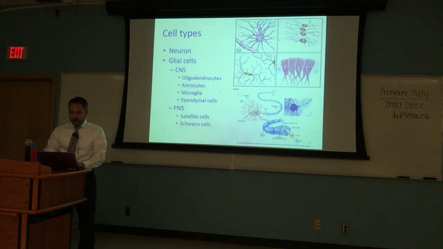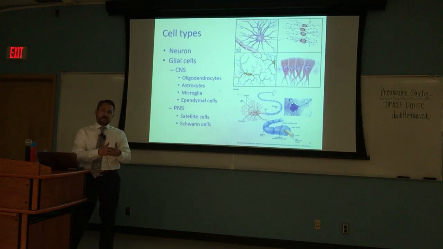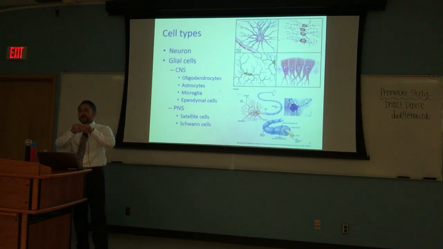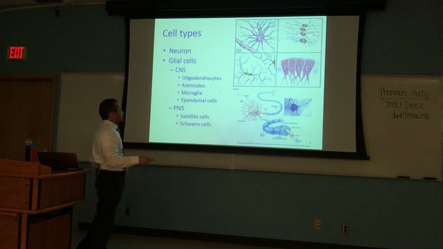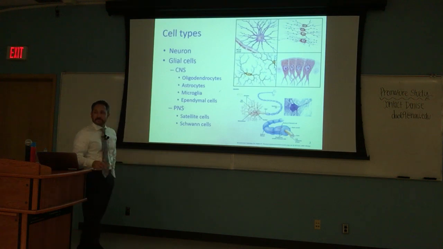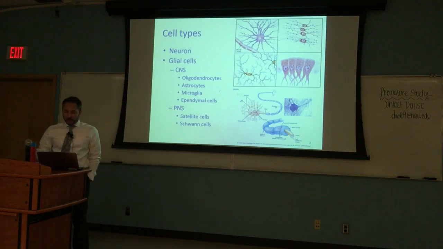Ependymal cells, the lower right, these line the ventricular system. Now, these are somewhat unique to the central nervous system. These ependymal cells line the ventricular system, and they give rise to the epithelial layer that's known as the choroid plexus. What's significant about the choroid plexus? What can you all tell me about the choroid plexus? Do you remember?